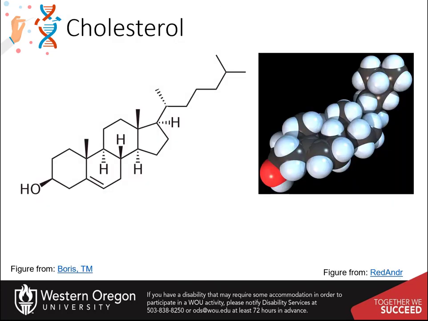Cholesterol is the most abundant steroid in animals. It is also classified as a sterol due to the hydroxyl located at the C3 position. The hydroxyl makes cholesterol weakly amphipathic. The ring structures make cholesterol very rigid, and when it's inserted into the plasma membrane, it increases the melting temperature of the structure. Cholesterol is synthesized in the liver or taken up in the diet.